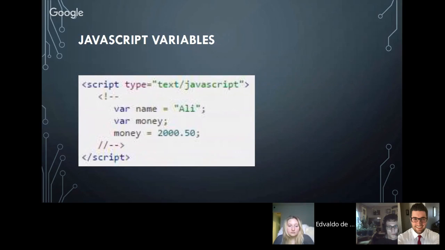Here's another example. We can define the variable. For example, var name equals Ally. Or I can type var money equals 2000.50, for example.